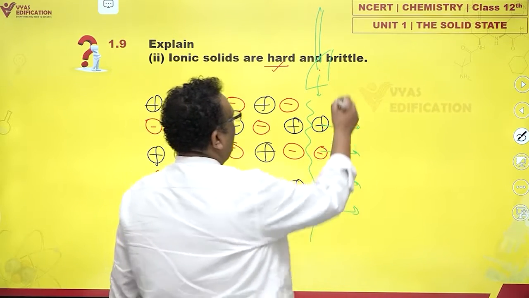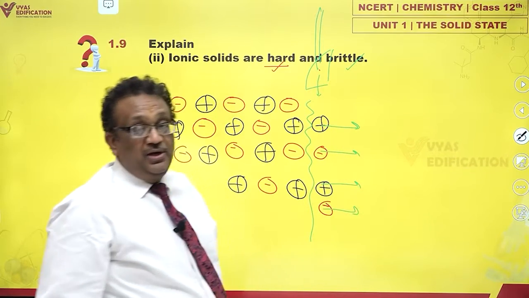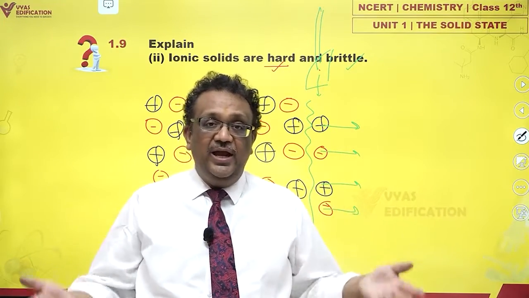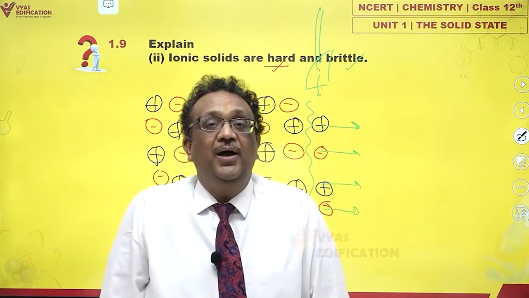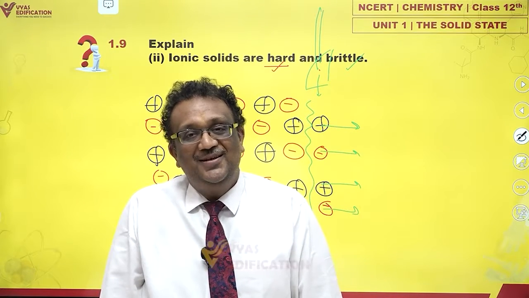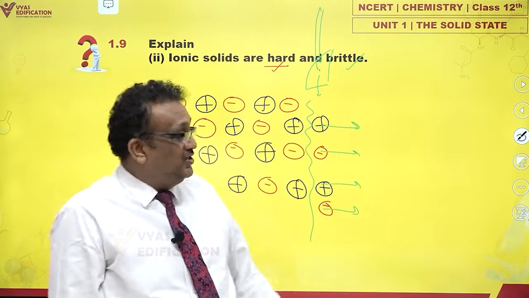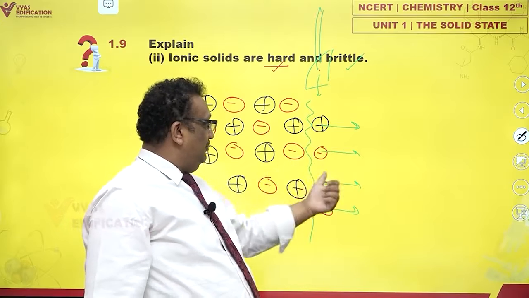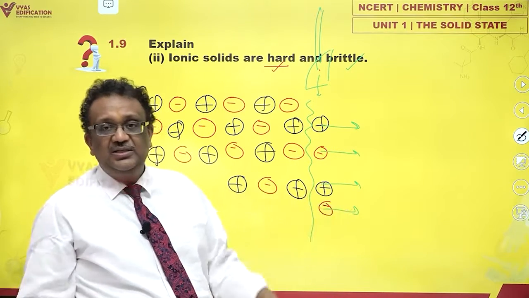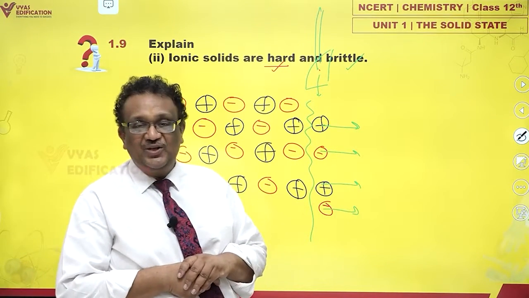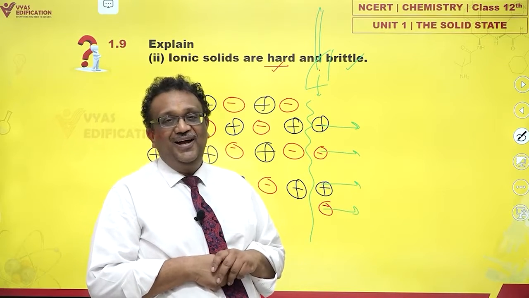So, hardness because attraction is high, and brittle because all that love turns to hate if you push them by pressure or force. Instead of opposite charges, like charges come opposite to each other and they just repel away. That explains the brittleness of ionic compounds.